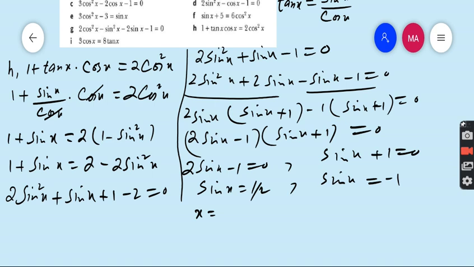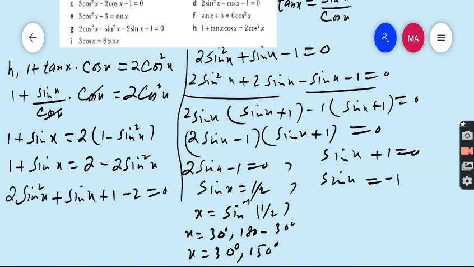From here, sin is positive in the first and second quadrants. So sin inverse of 1 upon 2 gives you 30, and the other angle is 180 minus 30. So the final answer is 30 degrees and 150 degrees.